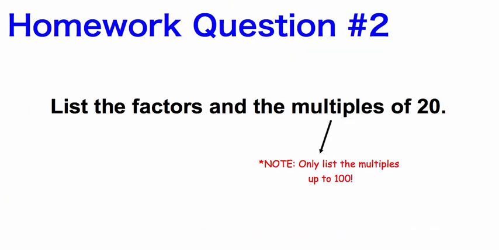Homework question number 2. List the factors and the multiples of 20. For the multiples, just list them up to 100. You don't need to go beyond that. So remember, multiples you're counting up, factors you are finding numbers that multiply together that equal 20.